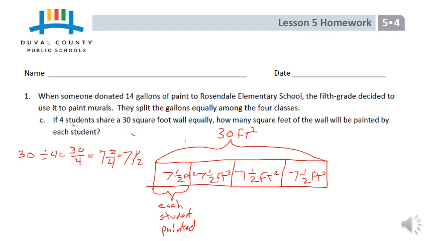And we could check that by adding them up. 7, 14, 21, 28 in whole numbers. We got 1/2 and 1/2 is a whole, and 1/2 and 1/2 is another whole, for a total of 30 feet squared. Checks.